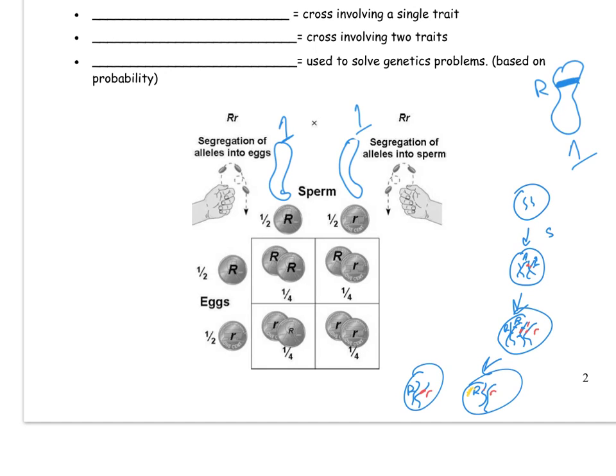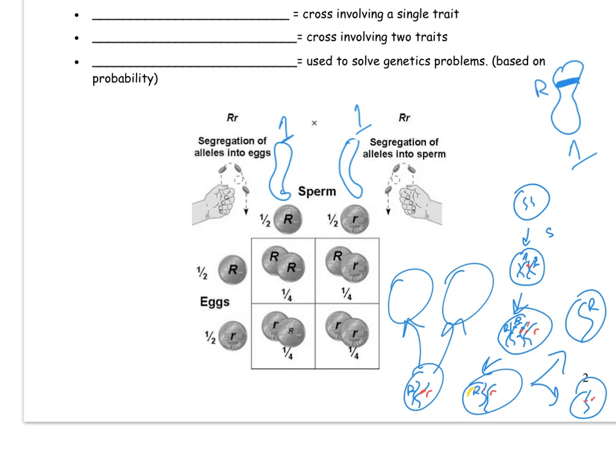When each of these divides, this one divides into two, right? It's going to give you a sperm that has a chromosome with big R. This one gives you a sperm that has a chromosome number 1 with a little r. This one over here, these two divide again into two. And this one has a big R, and this one has a little r.